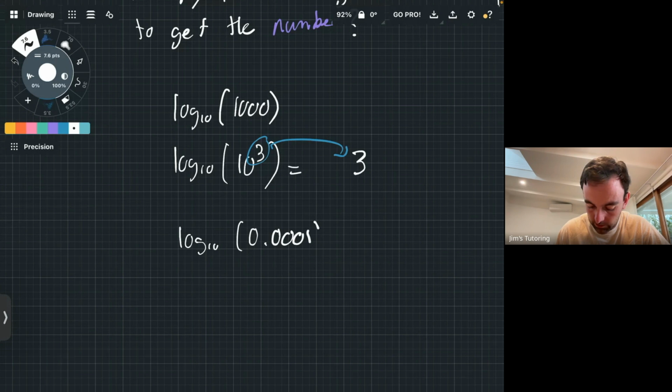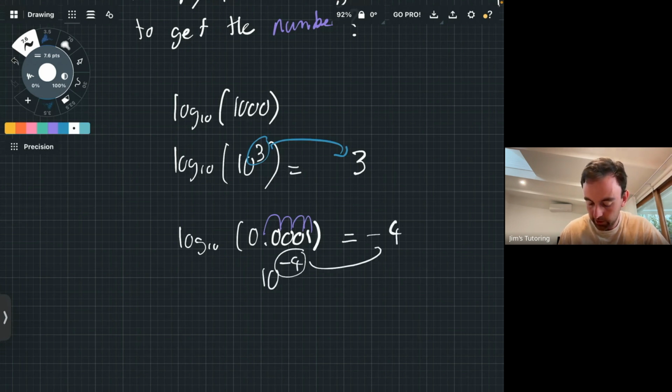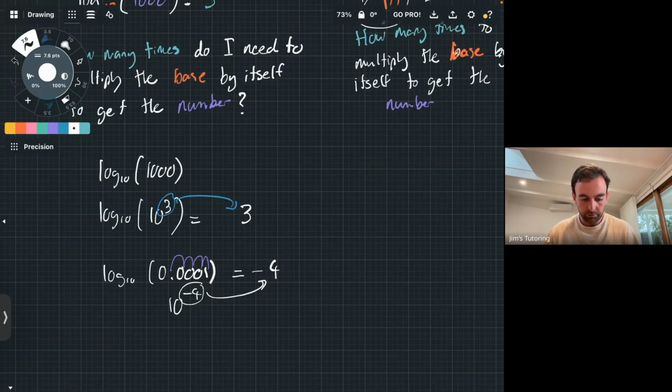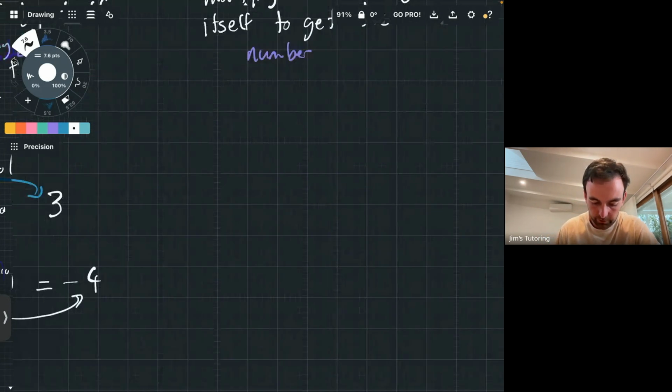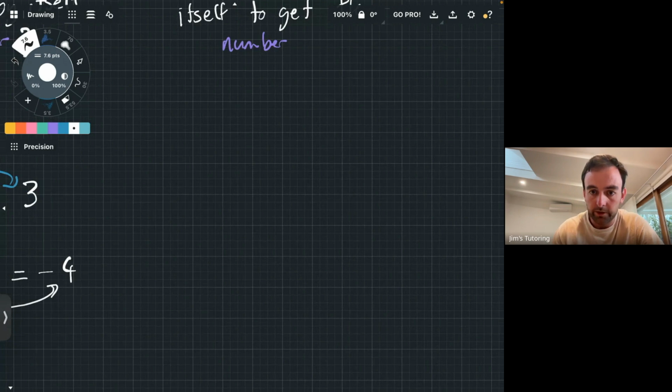So if you had a small number like that, we just go 1, 2, 3, 4, and then this would be -4, because that would be 10 to the -4. So this number just becomes the answer. So really just convert to scientific notation, and then the exponent of the number in the brackets will just be your answer.